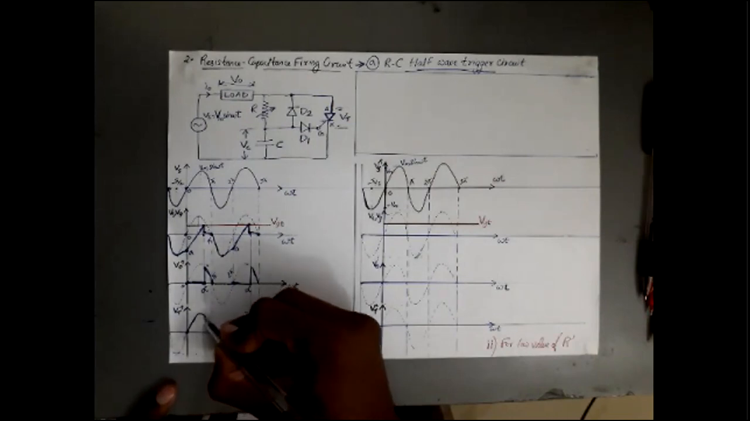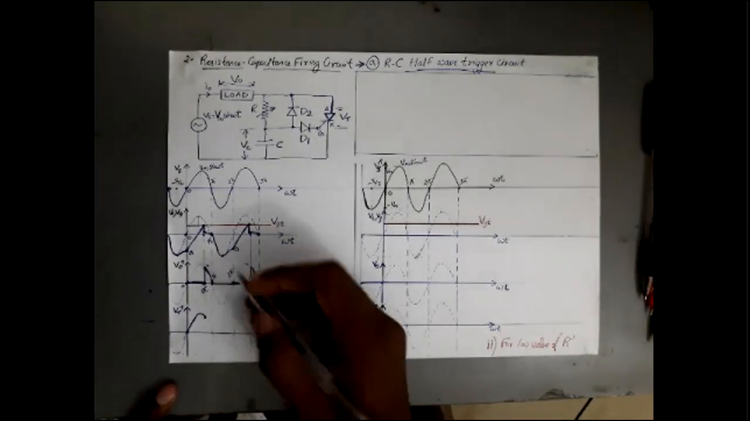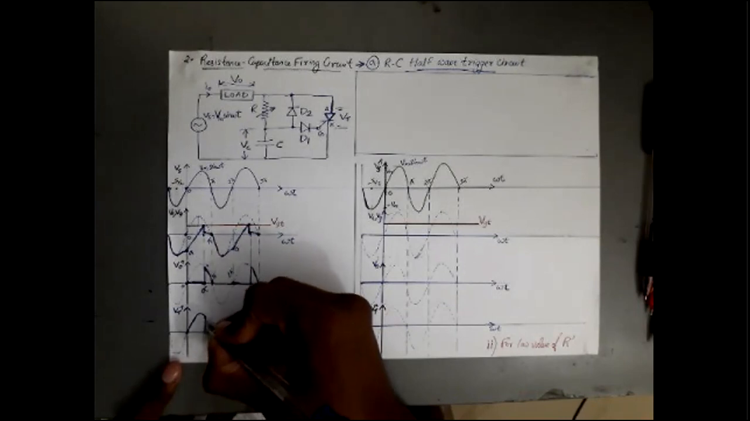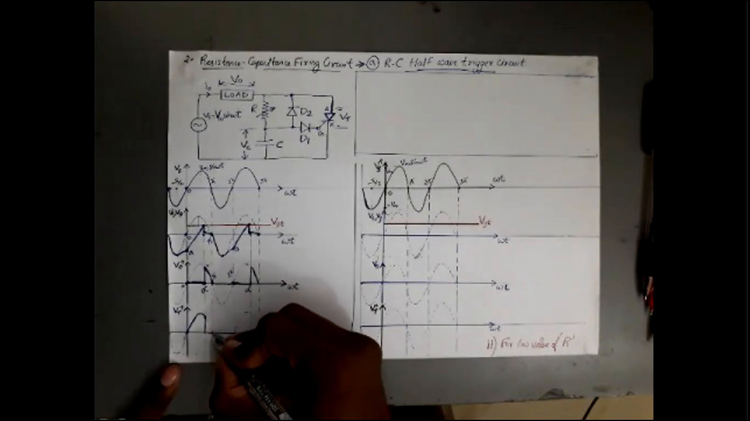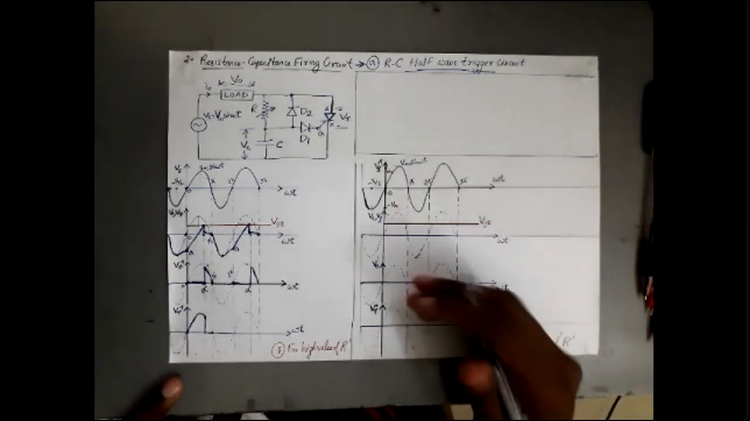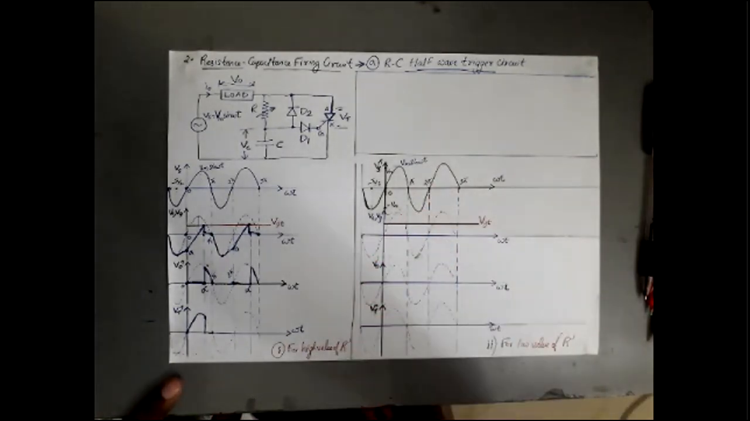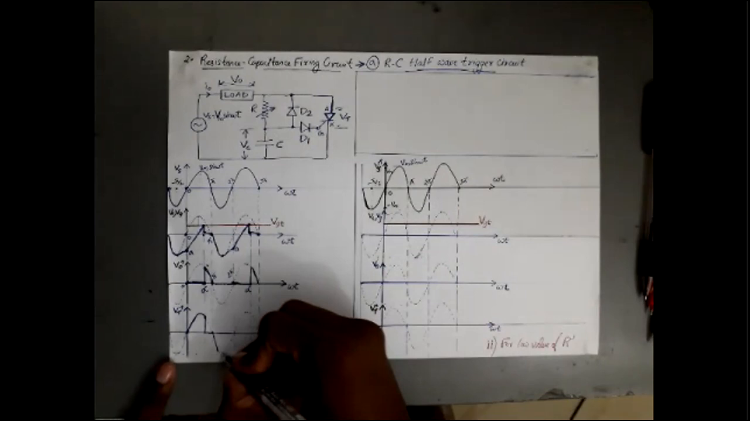And at omega t is equal to alpha, what happens? My thyristor starts conducting. When thyristor is conducting, it acts as a closed switch, and voltage across my thyristor will be zero at that point. And up to pi, my thyristor is conducting, then voltage will be zero across my thyristor. Then during negative half cycle, my thyristor will be in off state. So whatever be the voltage that is applied across my circuit will appear across my thyristor. So negative voltage will appear across my thyristor.